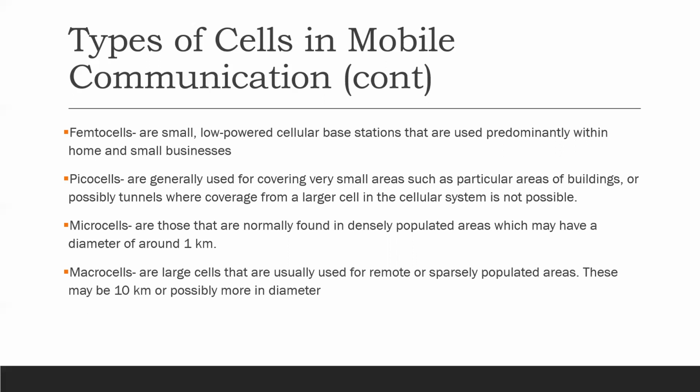Microcells. Microcells are those that are normally found in densely populated areas, which may have a diameter of around 1 kilometer. Macrocells are large cells that are usually used for remote or sparsely populated areas. These may be 10 kilometers or possibly more in diameter.